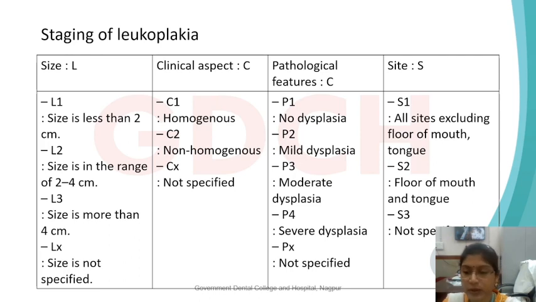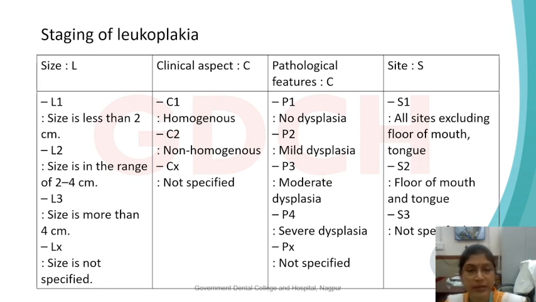So as we have seen the various types of leukoplakia, let's see the staging of leukoplakia. The staging of leukoplakia is basically done for easy management of the lesions. If you see, the staging is done under four headings: size, clinical aspect, pathological features, and the site. So size can be less than 2 centimeter, or in the range of 2 to 4 centimeter, or more than 4 centimeter, or the size which is not specified.